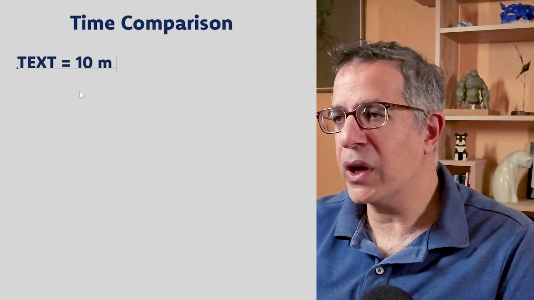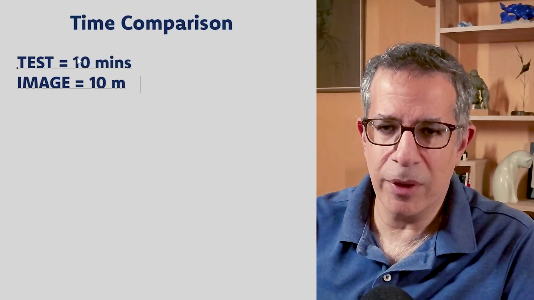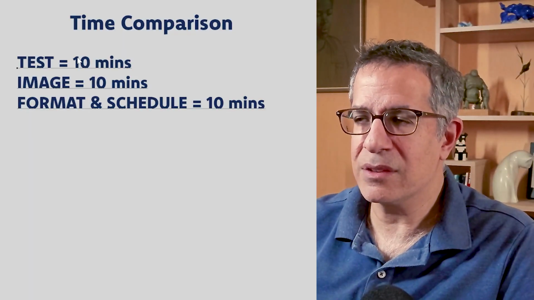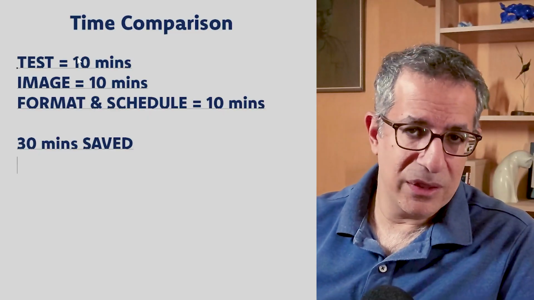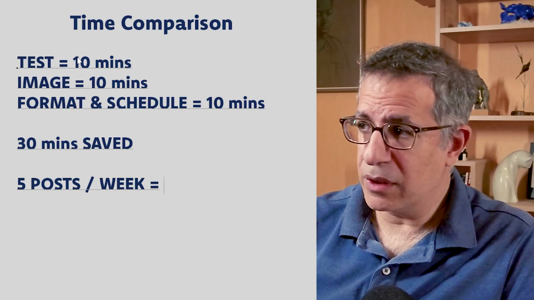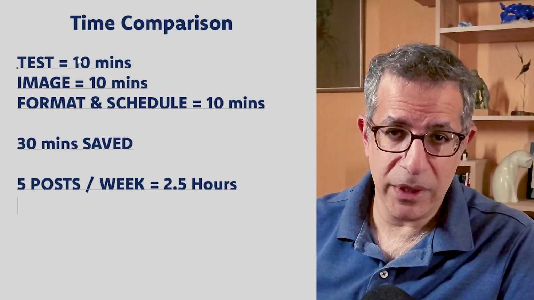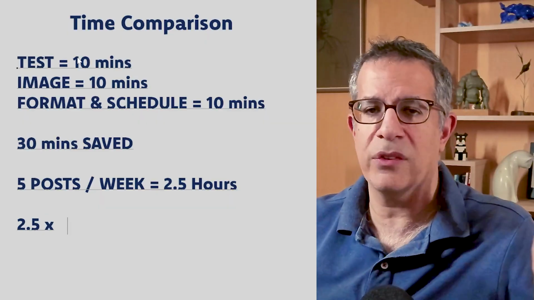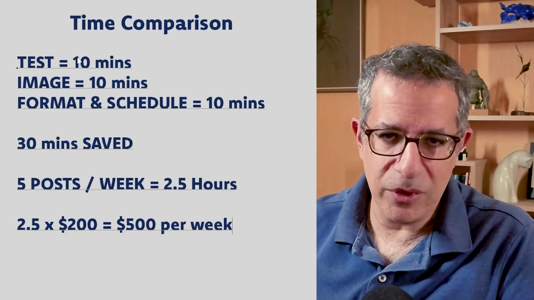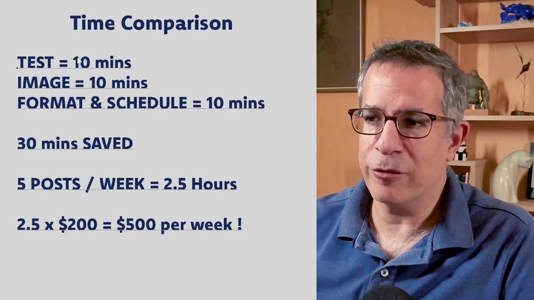So that's one workflow of using AI assistance to creating your social media posts and your content. I'd say it takes now, let's say 10 minutes to write the text, another 10 or so for the image, and let's add another 10 for formatting and scheduling your post. That's about 30 minutes of work. In the past, let's say it took you an hour to create that social media post, and you post 5 times a week. That's a saving of 2.5 hours a week. In basic terms, if your time is worth, say, $200 an hour, that's $500 a week in savings in simple terms. Not a bad result out of a simple workflow.